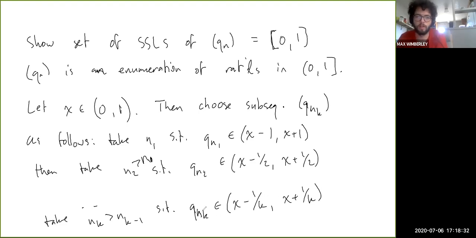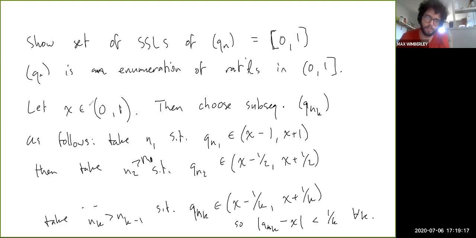Whatever the index of that one is, that's what we choose as nk. So in the end, we get a subsequence where this is true for each k. And that subsequence has to converge to x, because as k approaches infinity, the distance from Qnk to x is at most 1 over k, which approaches 0. So the absolute value of Qnk minus x is less than 1 over k for all k, and this forces Qnk to approach x. That shows x is a subsequential limit of Qn for all of these values of x.